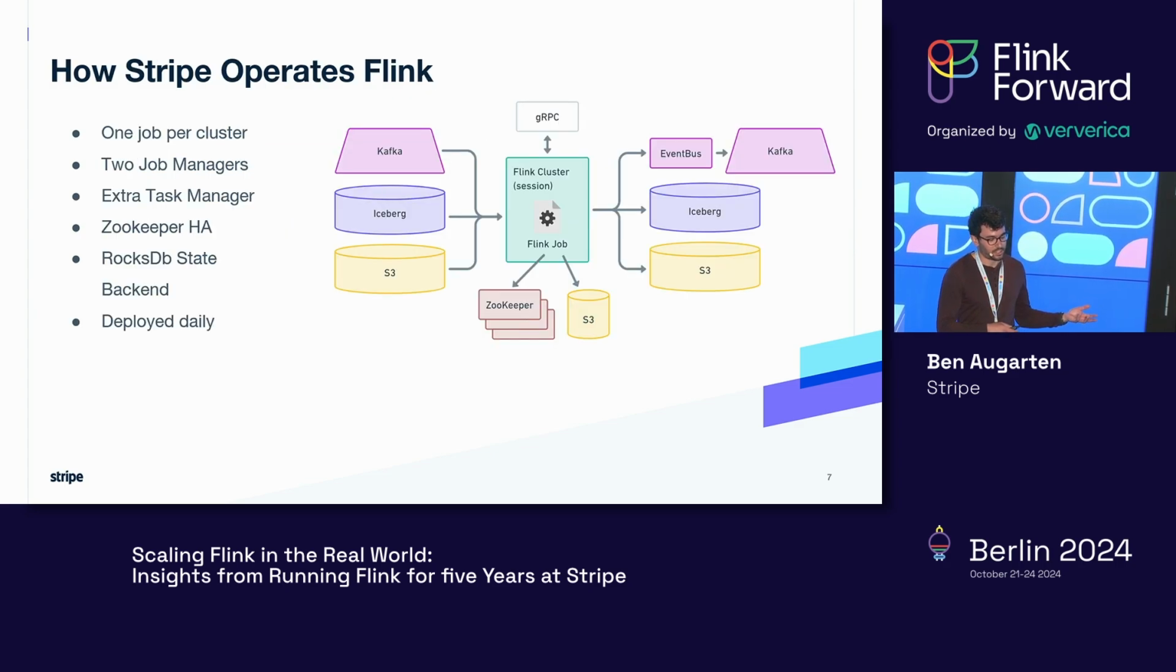These operational challenges have informed how we actually operate and deploy Flink clusters at Stripe. So, for example, we operate one job per cluster. We always have isolated clusters per job and don't really do any multi-tenancy where multiple jobs will share a cluster. This kind of avoids whole classes of noisy neighbor issues. We also run 2 job managers, so if one goes down, the other will pick up. We run an extra task manager, so if one goes down, the job can still get scheduled right away.